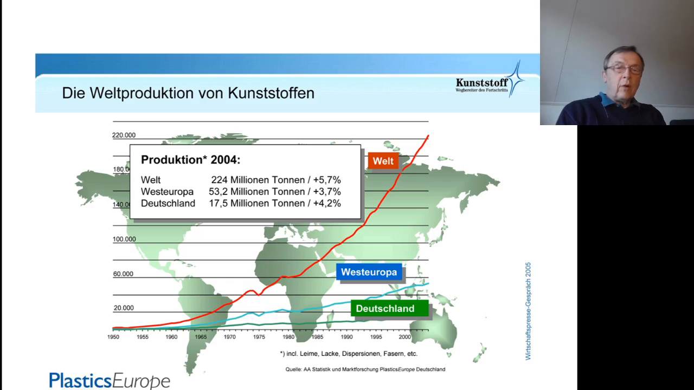In Europe, it's around 4%, and especially in Germany, we have 17 million tons of polymers produced every year, and every year about 4% more of these materials are produced. And that is a reason why we need to have a good knowledge of the production of these materials. These are large quantities of rather cheap materials, so the production processes have to be optimized.